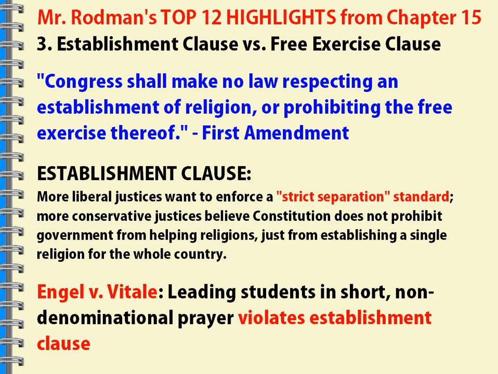Now let's look at the Establishment Clause versus the Free Exercise Clause. Notice the First Amendment says Congress shall make no law respecting an establishment of religion or prohibiting the free exercise thereof. There it is, that establishment of religion and prohibiting the free exercise thereof. That's where our two clauses that we're looking at here in the First Amendment come from, based on religion. So the Establishment Clause, liberal justices look at this more as a wall of separation, a standard of state being on one side and church being on the other. Conservative justices are not quite seeing that same wall of separation.